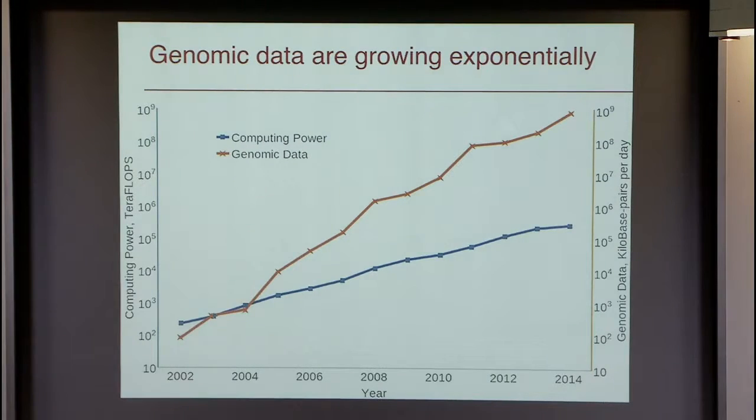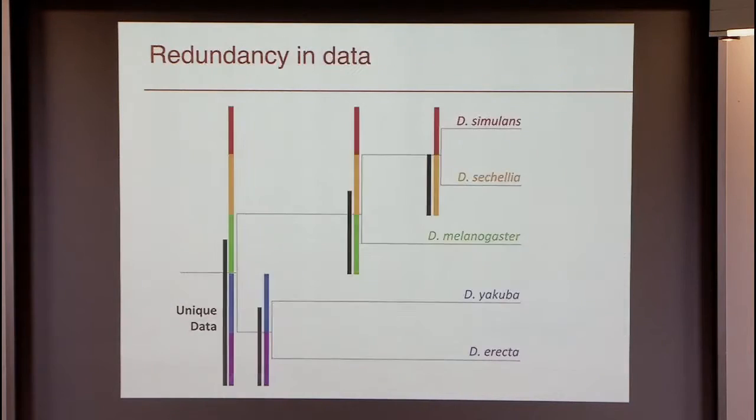Now, this is the same data, but on a log scale. And this is the growth of computing power according to the top 500 supercomputers list. And this is the growth of GenBank. So they're on different exponents. This is kind of a problem. Well, one thing we can do to help with this is to take advantage of redundancy in data. And this is where compression is going to come in.